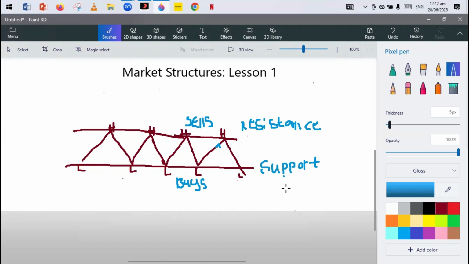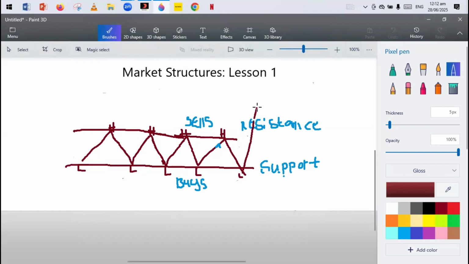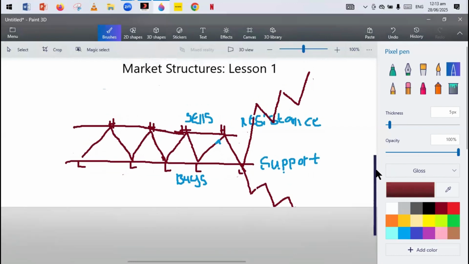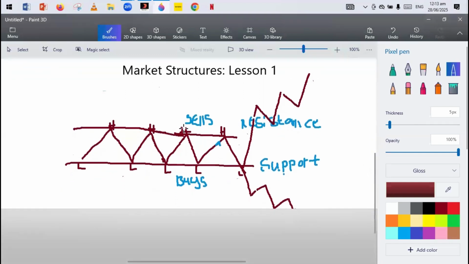So if we have a ranging market, it is always advisable to wait for a breakout. Wait for a breakout to the upside for price to start forming higher highs and higher lows, or wait for a breakout to the downside for price to start forming lower lows and lower highs before you can trade. So the best markets to trade are trending markets, which are the uptrend and the downtrend.